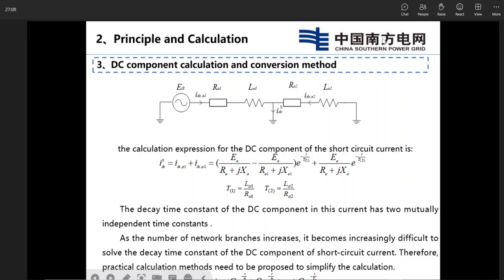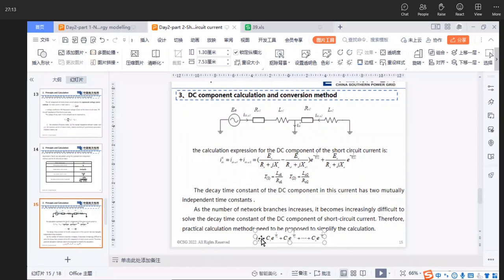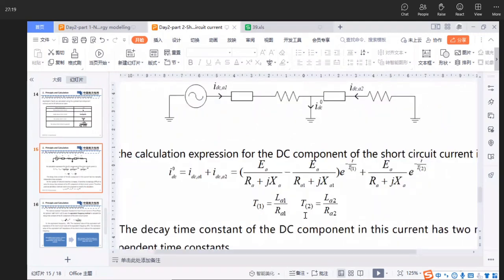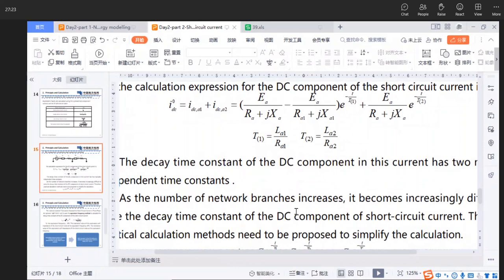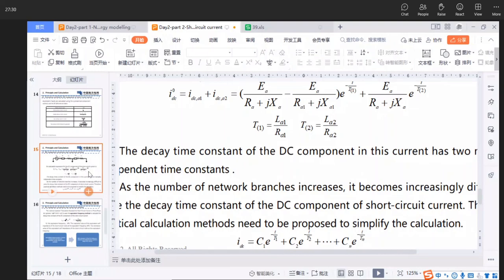You can see there will be so many DC parts, just like this. So we have to find a way to calculate the DC component decay time.